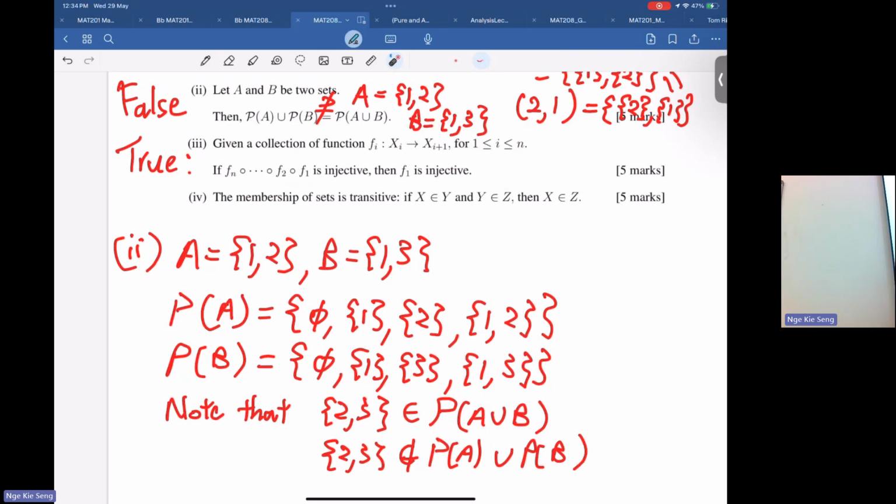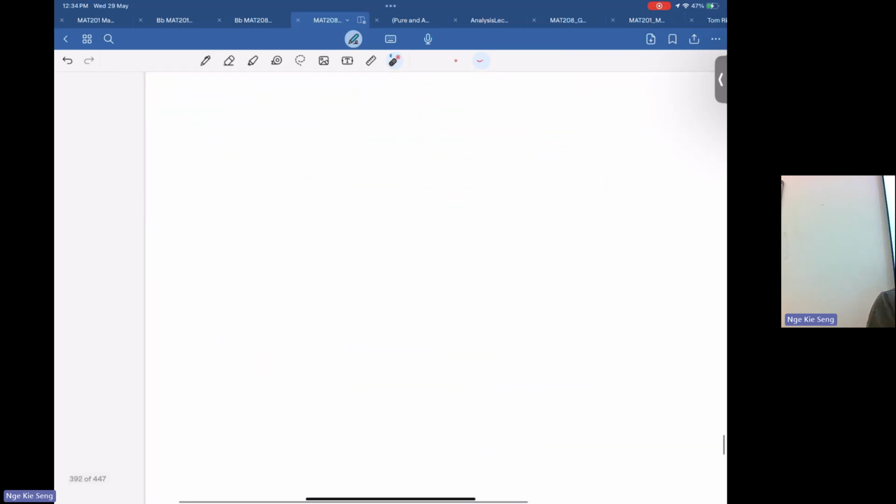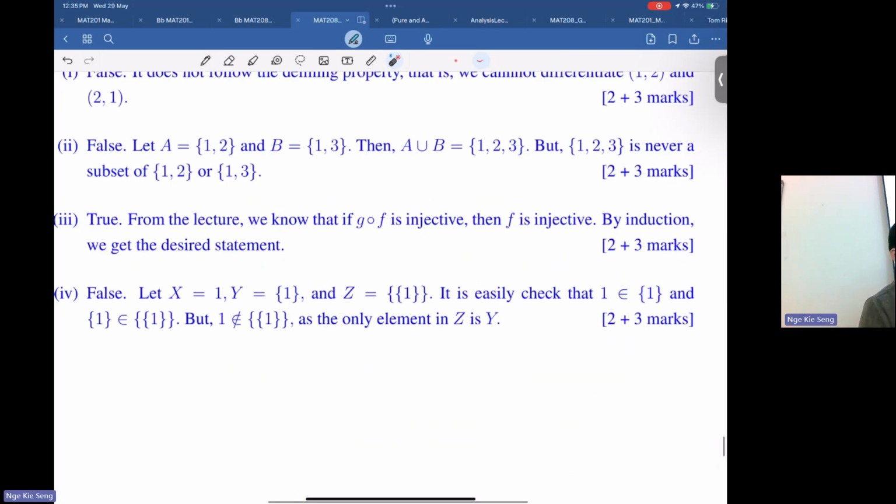False. And most of you actually gave a similar answer to mine. I think two of you gave the exact same example as mine. You can take 1. 1 is in the set {1}. The set {1} is in the set {{1}}. But 1 is not in the set {{1}}.